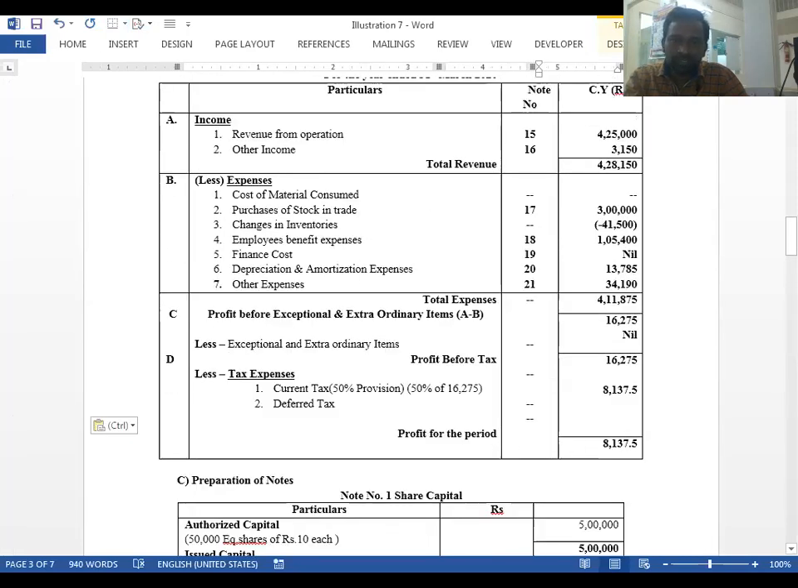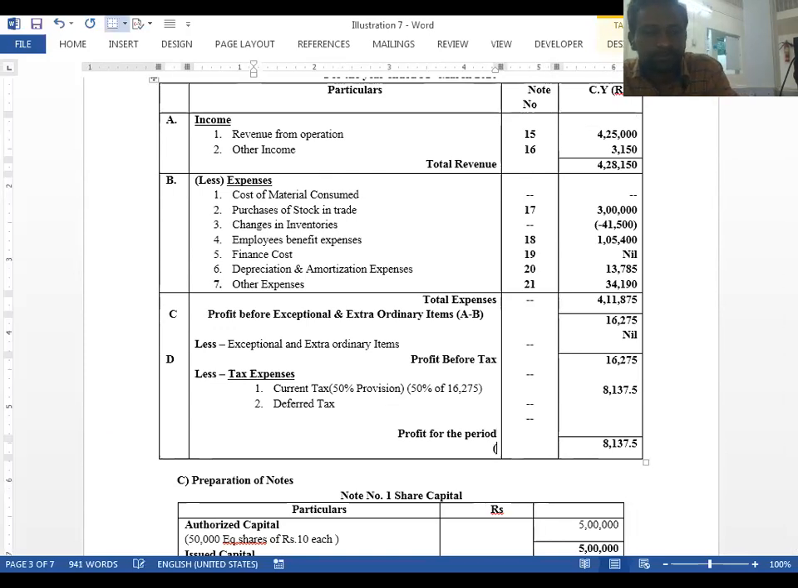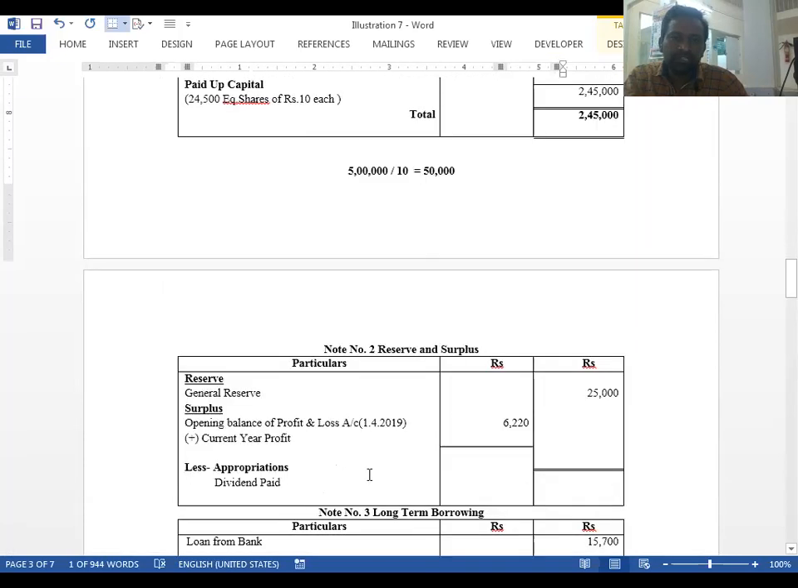it is transferred to reserve and surplus, notes number 2. So take from here and transfer to notes number 2, reserve and surplus. See here, opening balance of profit and loss account, 1st April 2019. This balance we take from the trial balance. It is given in the trial balance.